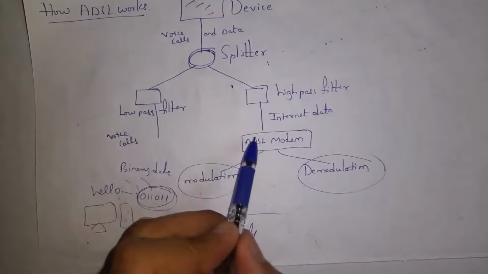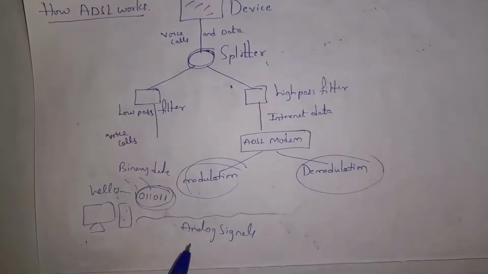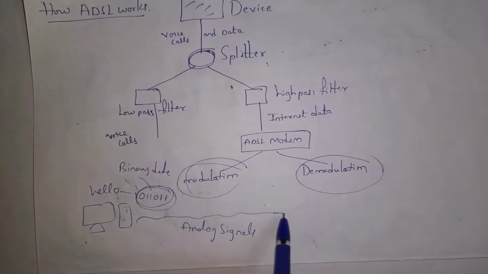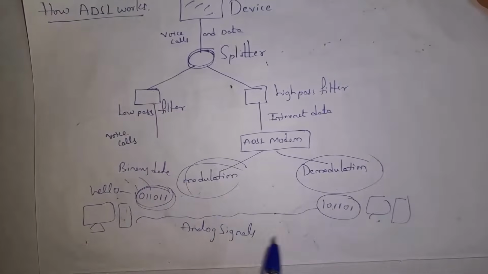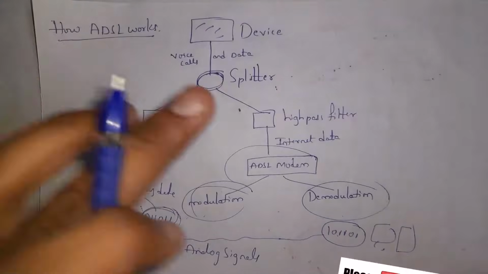So the ADSL modem will perform modulation and it will also perform demodulation. That is nothing but converting analog signals back to binary data, so the receiver will read the data. So converting analog signals back to binary data is known as demodulation. The ADSL modem will perform these two operations. This is how ADSL will work.